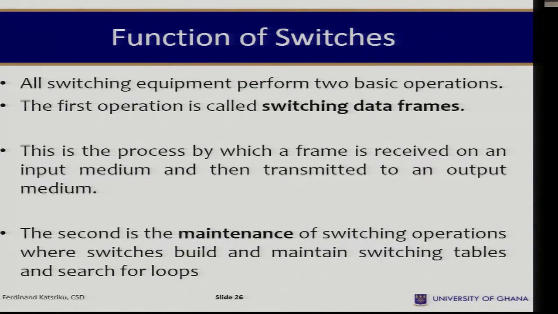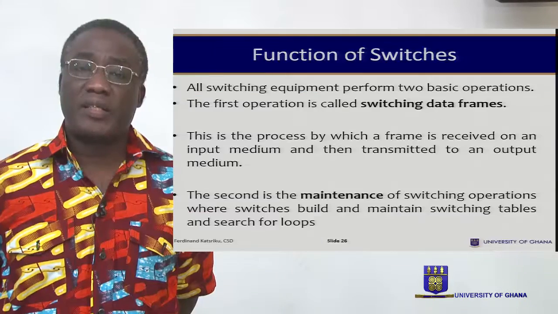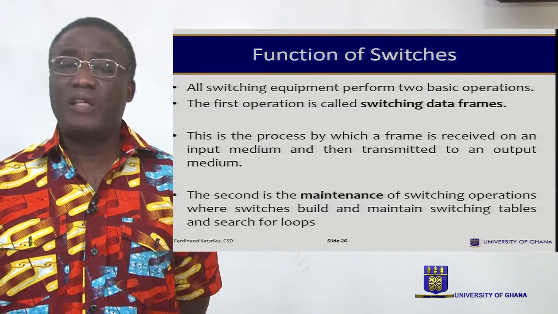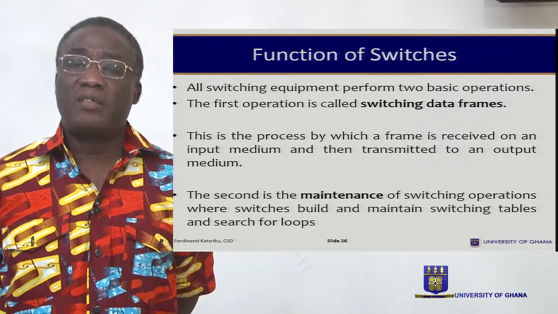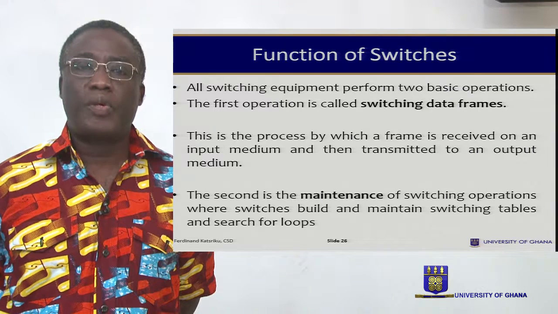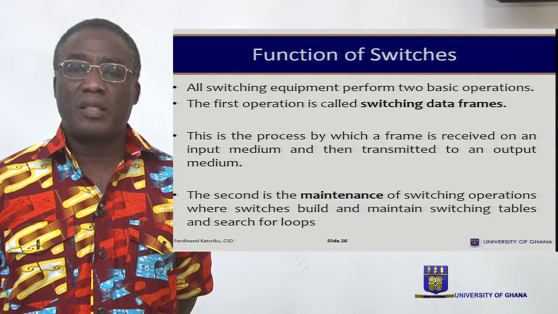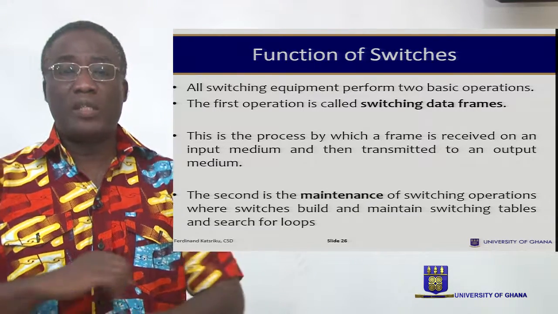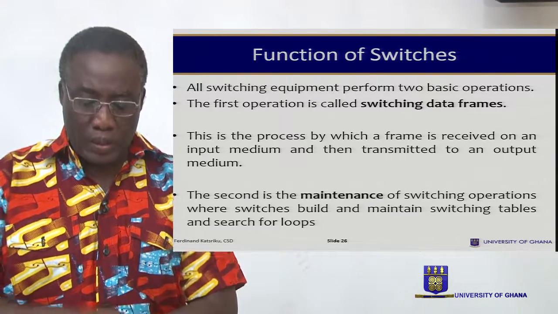What are the functions of a switch? All switching equipment performs 2 basic operations. The first operation is called switching data frames. This is a process by which a frame which is received on an input medium is then transmitted to an output medium. The second operation is the maintenance of switching operations, where switches build and maintain switching tables and search for loops.